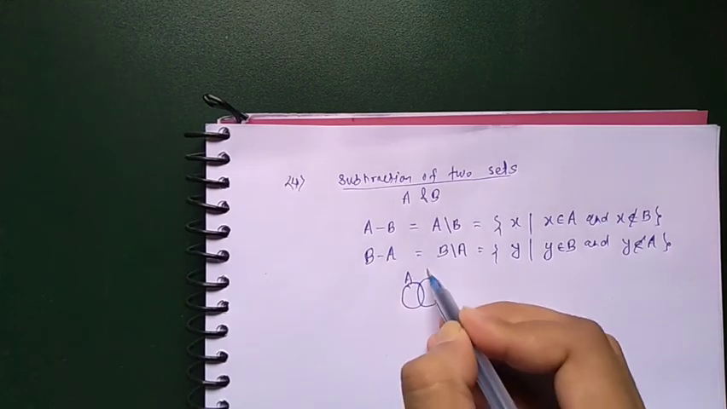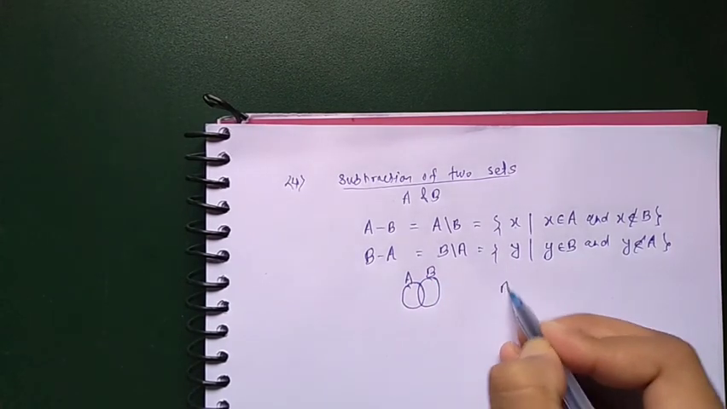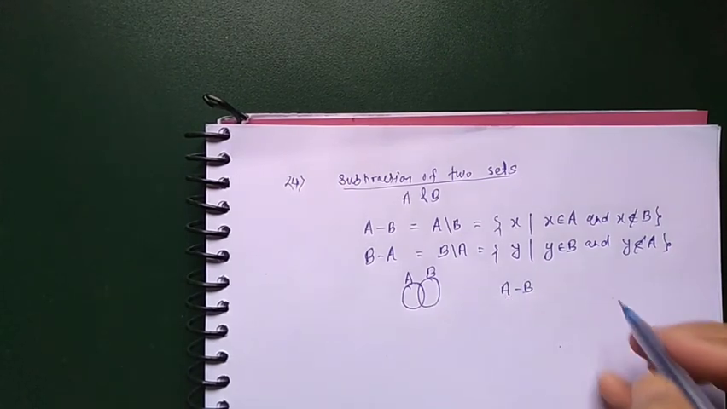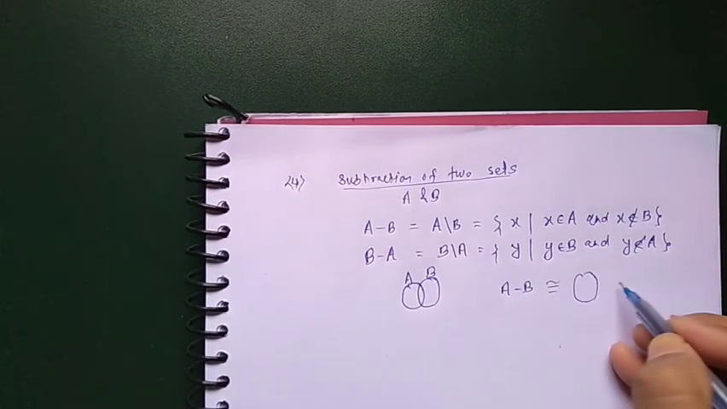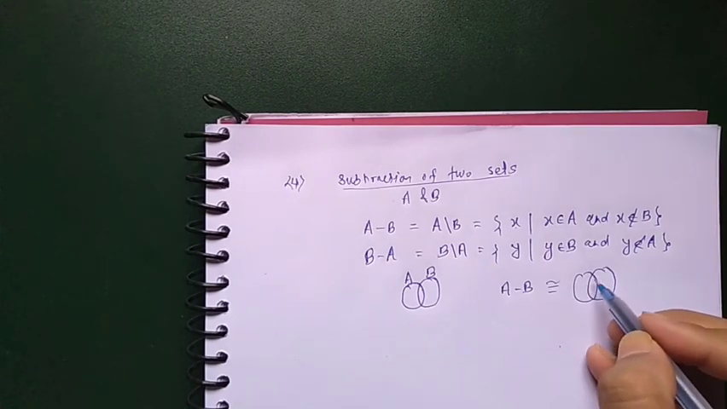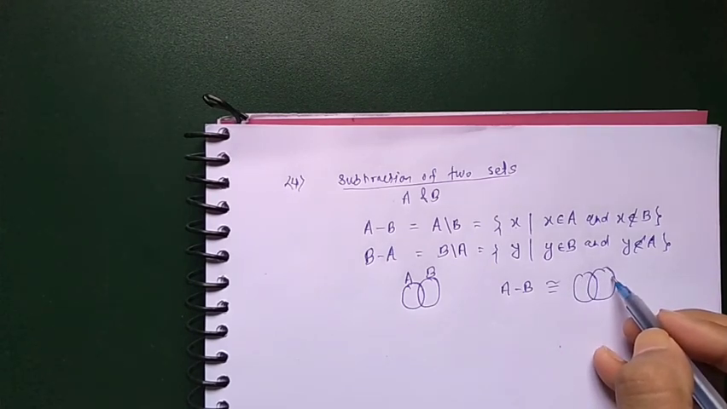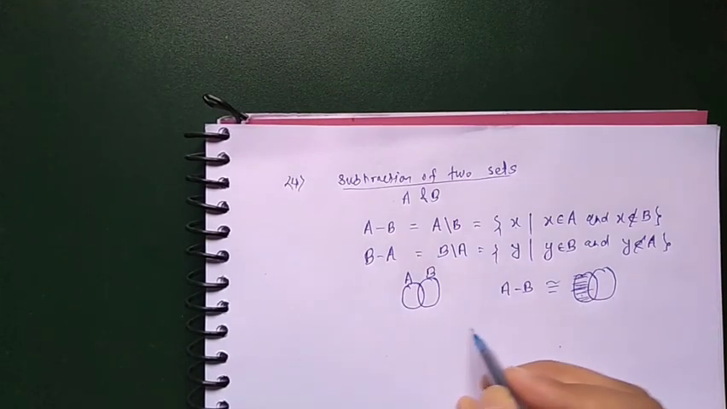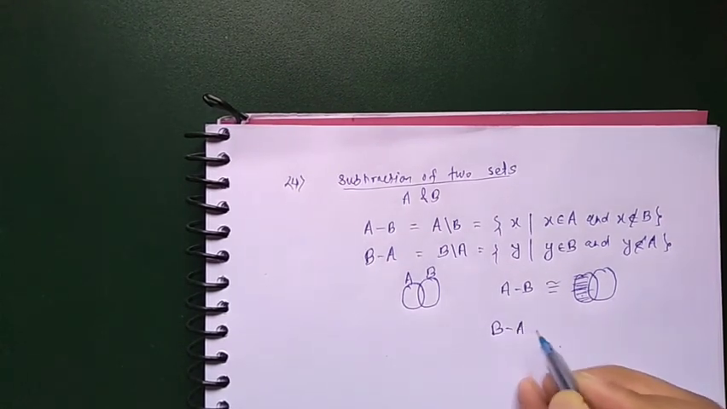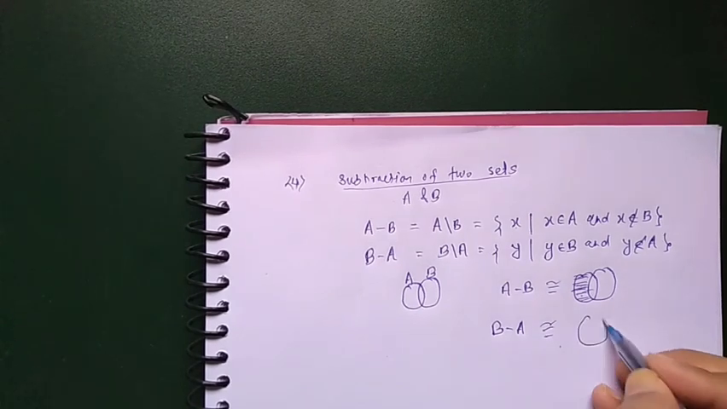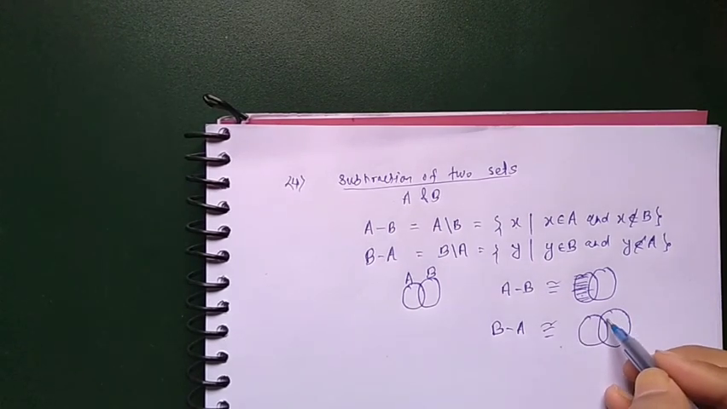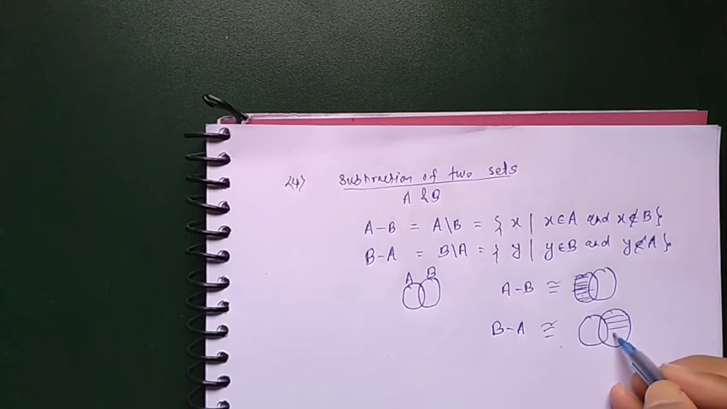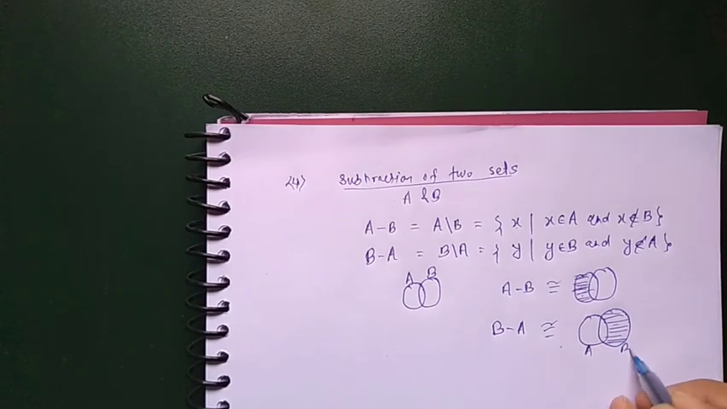We can easily understand this by the Venn diagram here. This is set A, this is set B. Then the Venn diagram for A minus B can be represented like this: those elements from A but not belonging to B. So this region is A minus B. Similarly, B minus A can be represented by this region, the region belonging to B but not A. This is A, this is B.